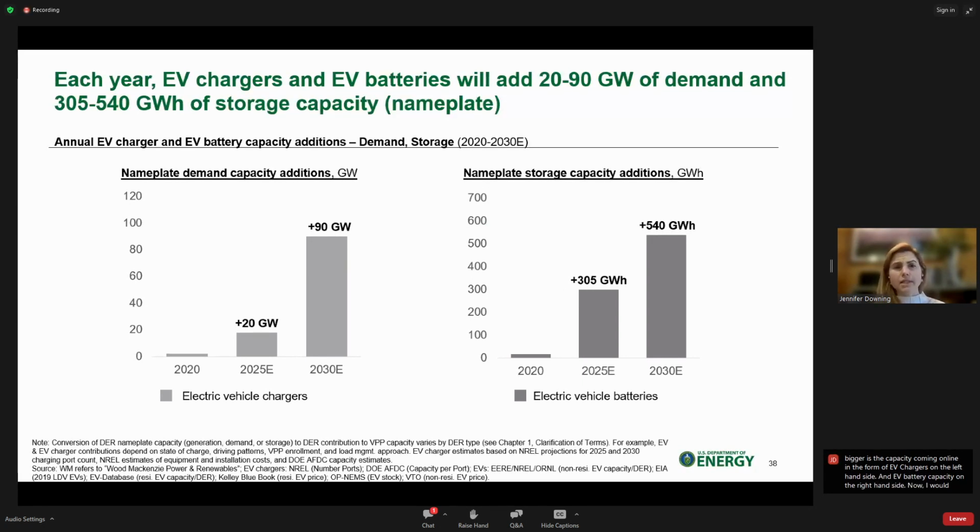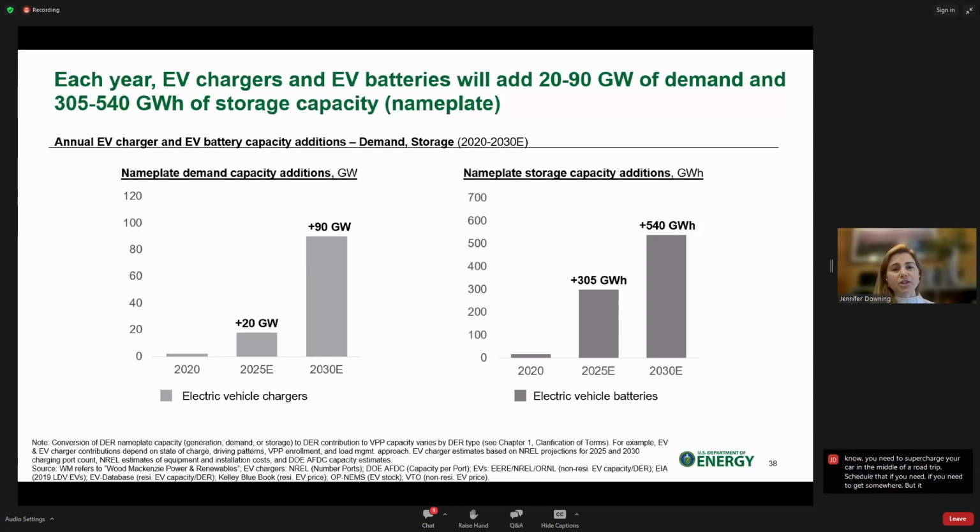Now, I want to be clear. In several cases here, we're showing nameplate capacity, and not every charger is going to be charging a car, right? Because cars are plugged in. And even when they are plugged in, it's not all flexible to be shifted over time, right? Sometimes you need to supercharge your car in the middle of a road trip. You don't schedule that if you need to get somewhere.